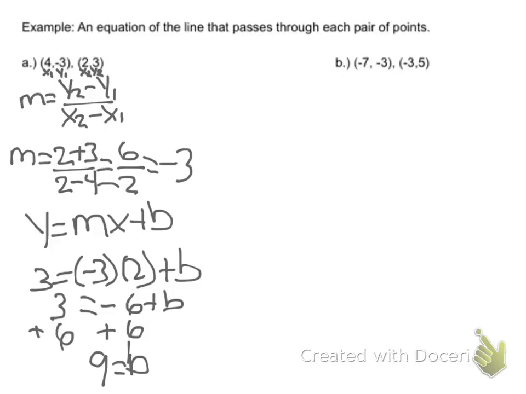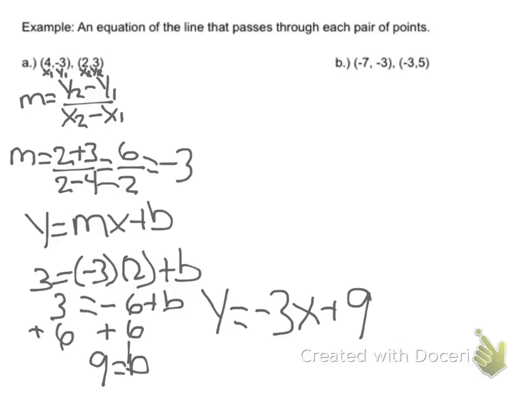So now we need to know what our equation is. So it is y equals -3x plus 9. So that's literally it. So for B, we are going to do the exact same thing. You guys should also pause this video for studying, but you obviously don't have to.